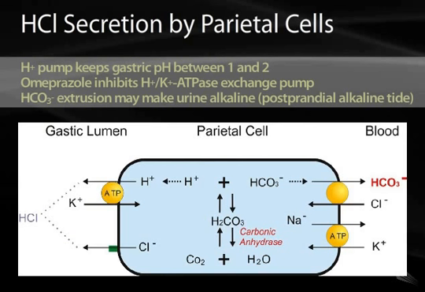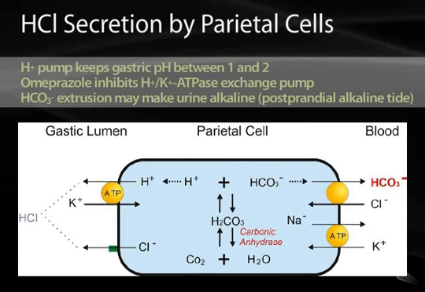As shown in this diagram, this is an ATP-dependent process where hydrogen is released into the gastric lumen. This is facilitated by the fact that parietal cells contain carbonic anhydrase. This means that H+ and bicarbonate are produced inside the parietal cell. The hydrogen can be exchanged with potassium to be released into the gastric lumen, and bicarbonate is exchanged with chloride to go into the blood.